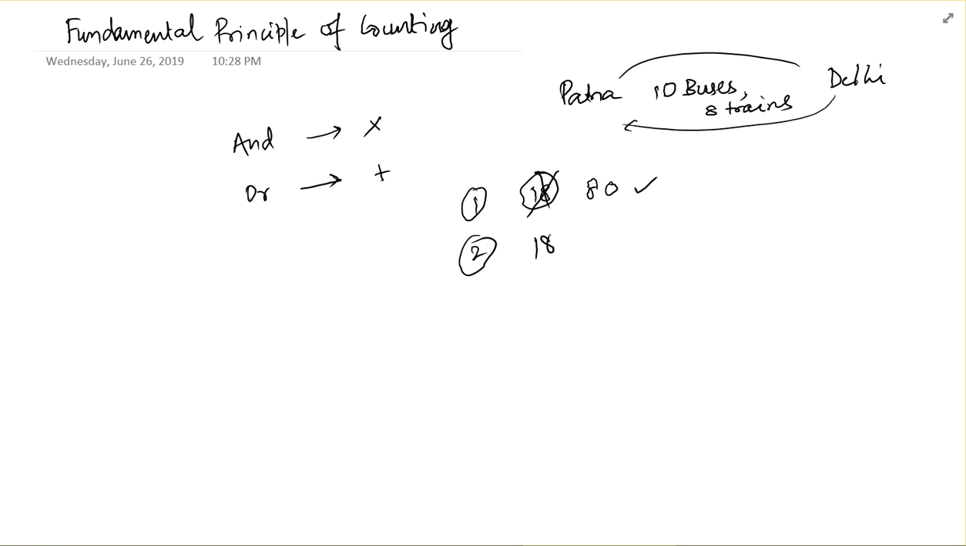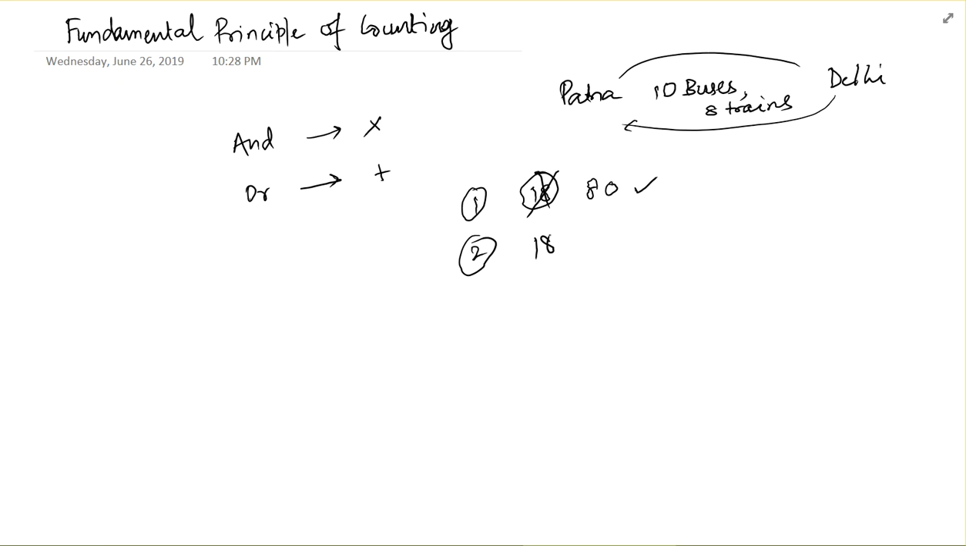He has 10 options for going, and he has to return also, and he has 8 options to return. 10 to go and 8 to return.